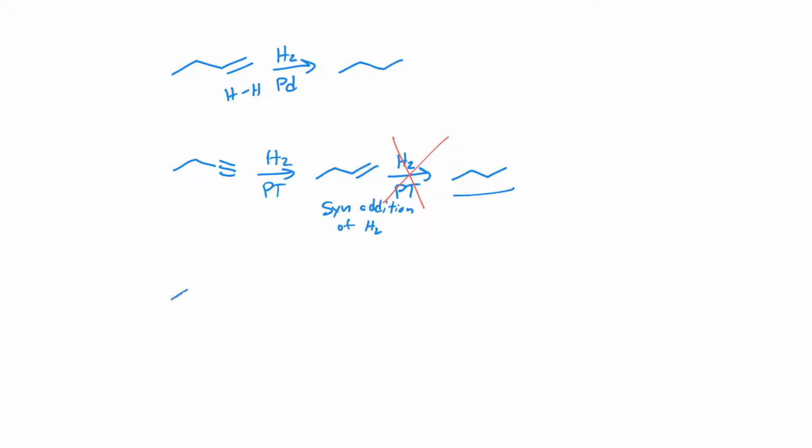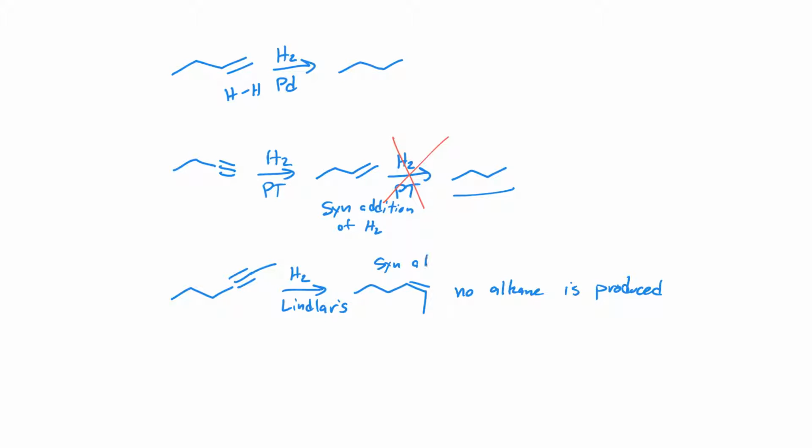So they found that using a poisoned catalyst, the one in our textbook is called Lindlar's catalyst. Sometimes you just write poisoned catalyst. Sometimes you might write barium sulfate or other inorganic compounds. We can stop the reaction and obtain the alkene. So no alkane is produced. And of course we get syn addition here as well. So I'll make it clear it's Lindlar's catalyst.